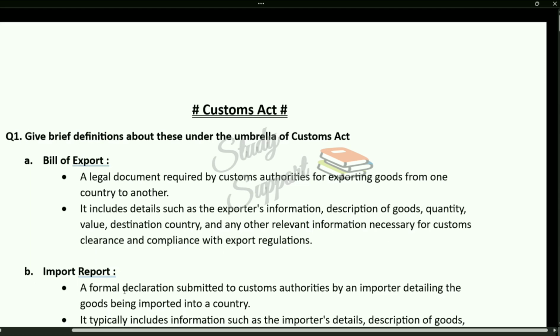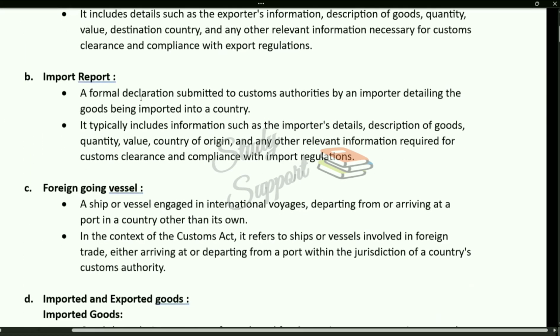B. Import Report. A formal declaration submitted to customs authorities by an importer detailing the goods being imported into a country. It typically includes information such as the importer's details, description of goods, quantity, value, country of origin, and any other relevant information required for customs clearance and compliance with import regulations.